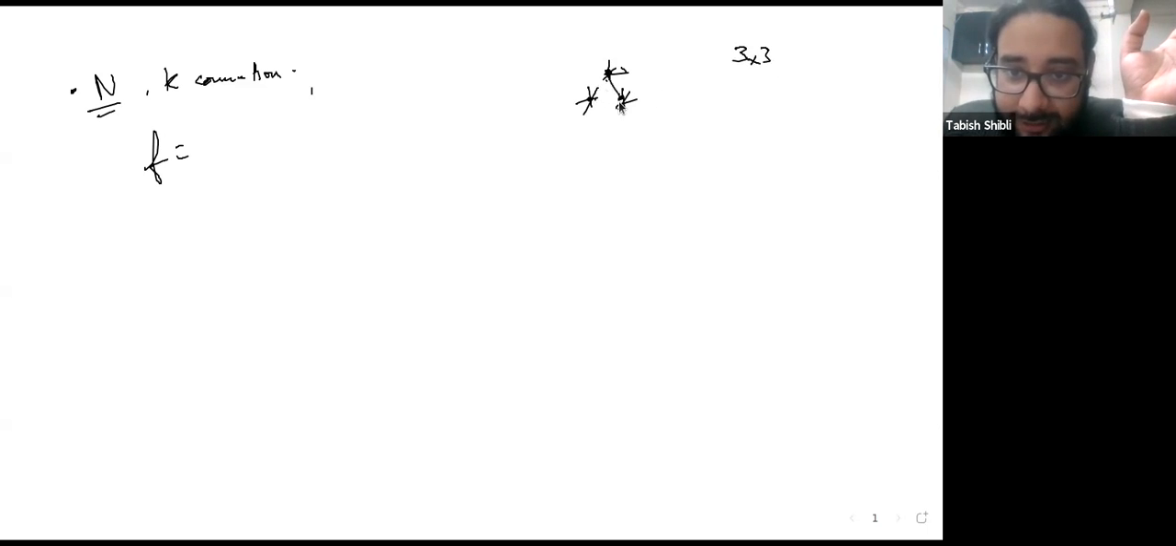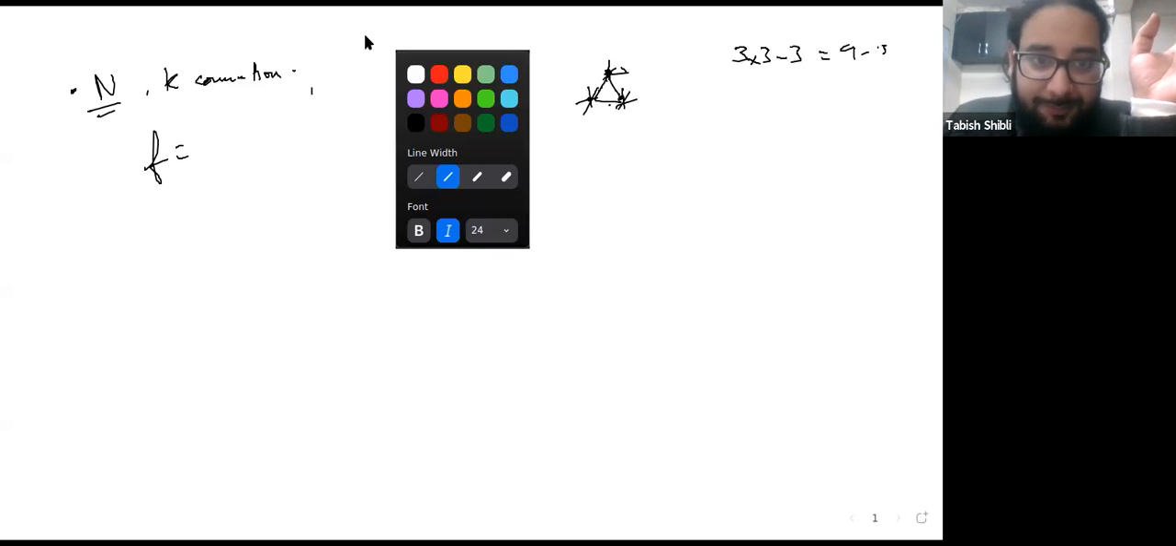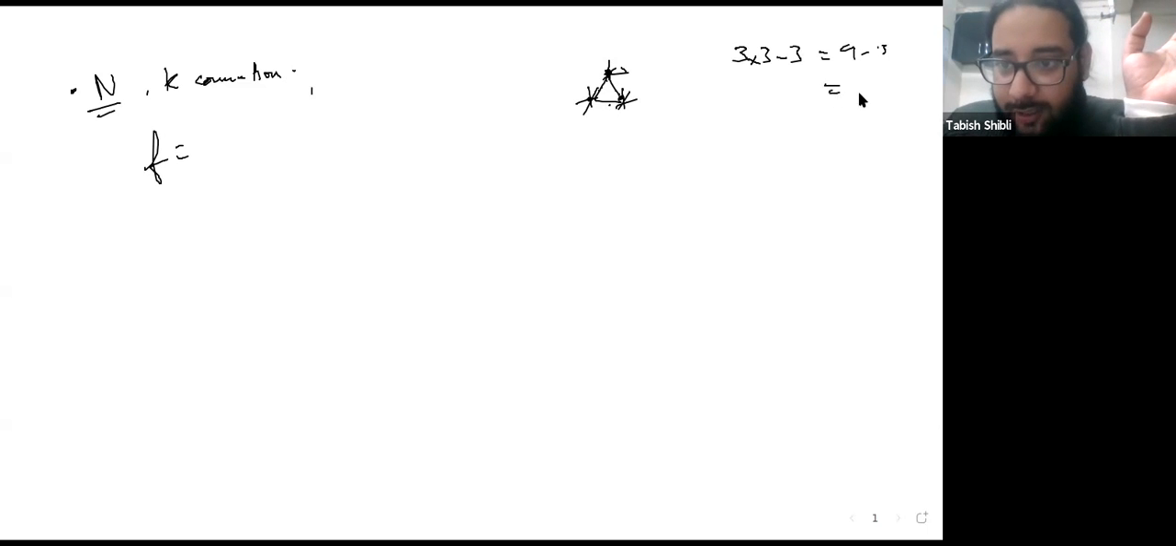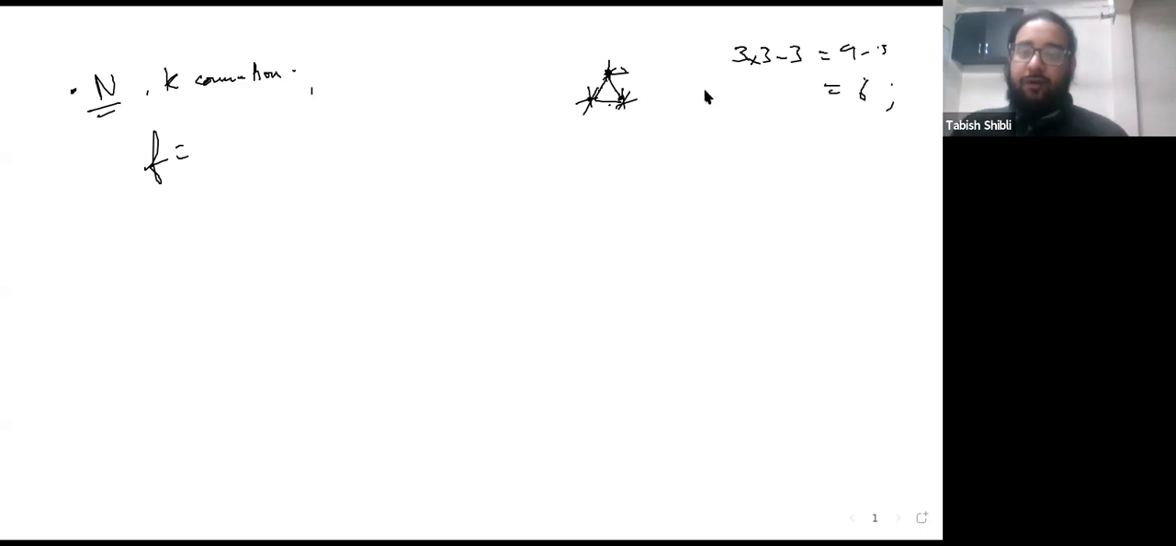But now they're constrained. How many constraints are there? There are 3 constraints. So you subtract the 3 from that, and what you get is 9 minus 3, which is 6. This is essentially what we got in the case of a triatomic molecule.